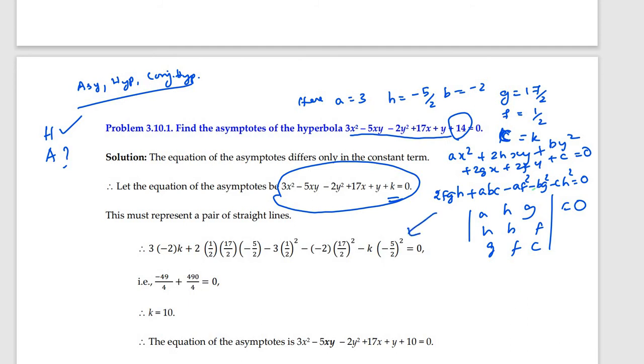2 times FGH. F is half and G is 17 by 2, H is minus 5 by 2. So this is correct. And you have your A, B, K. So A is 3 and B is minus 2. So you have this. And when you simplify, you will get K to be 10. Therefore, the equation of the asymptotes is just replace your K by 10.